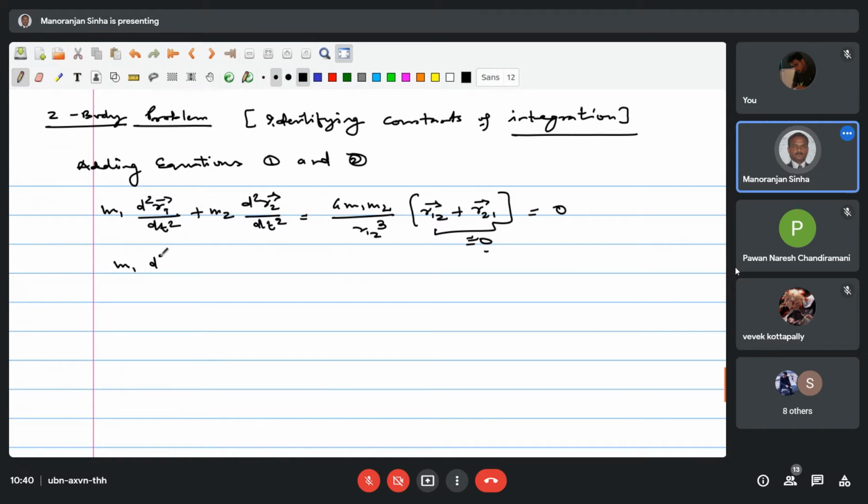Therefore, integrating this once with respect to dt gives us one constant, which we can write as C1, or let us say we write this as A. Next time we integrate it, we get m1 times r1 plus m2 times r2 equal to A t plus B.